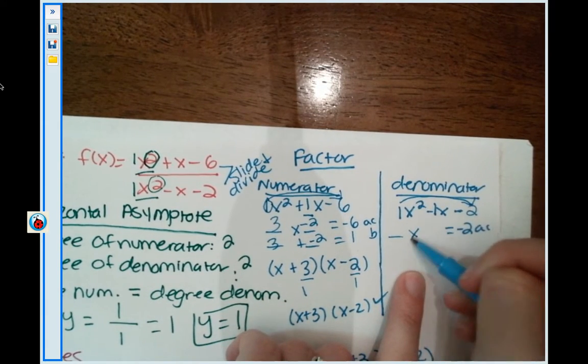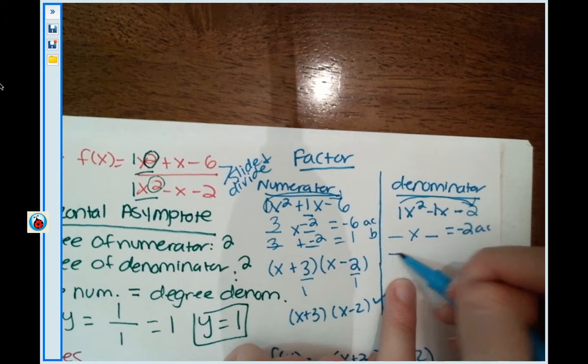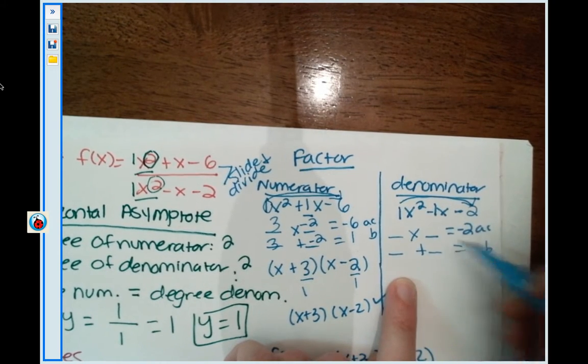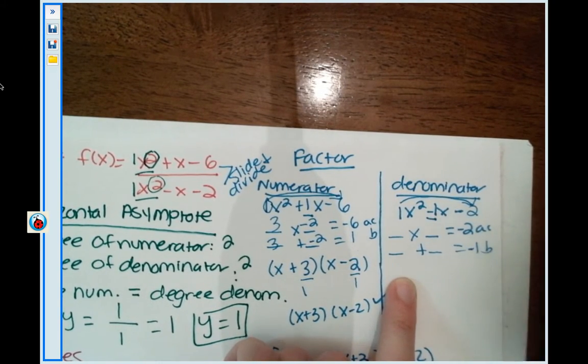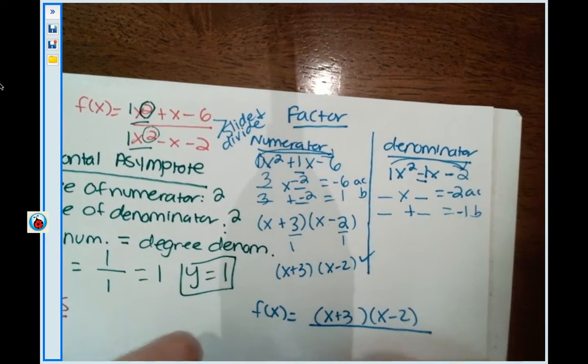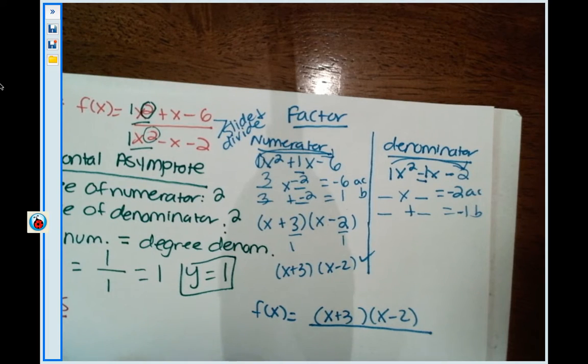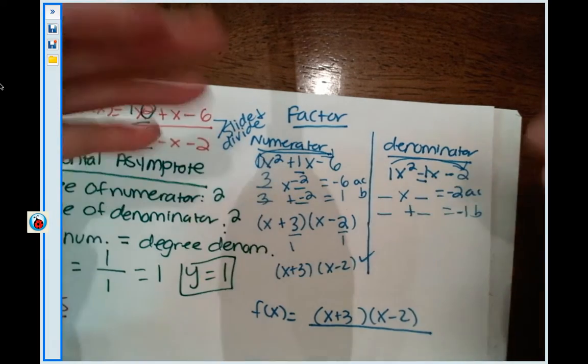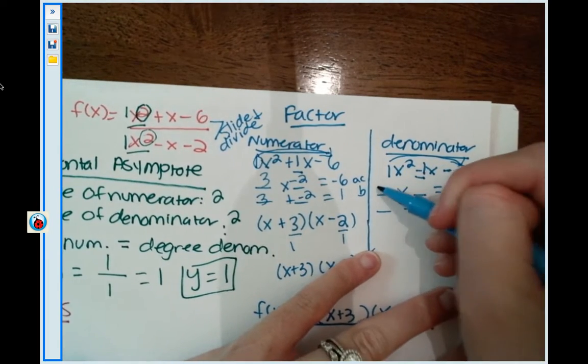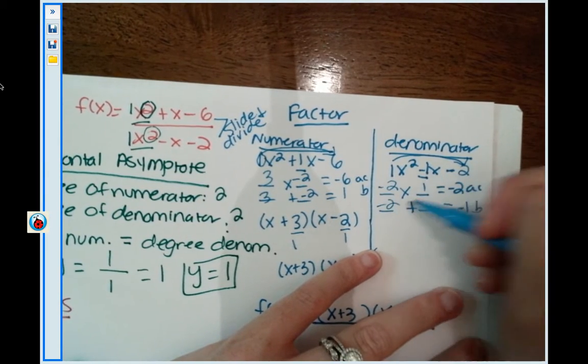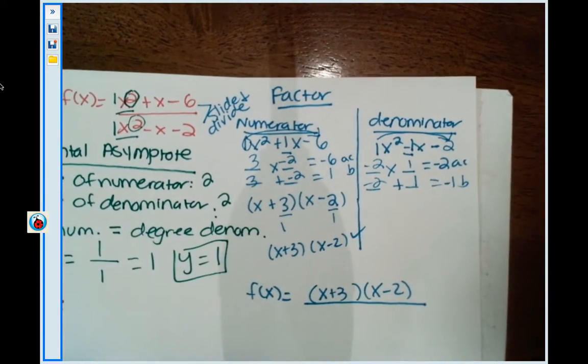So we find 2 numbers that multiply to be ac and add to be b, which our b is the negative 1. So 2 numbers that both multiply to be negative 2 and add to be negative 1. You guys are on fire, man. It is negative 2 and 1. Man, I should just stop teaching. You guys are so smart.